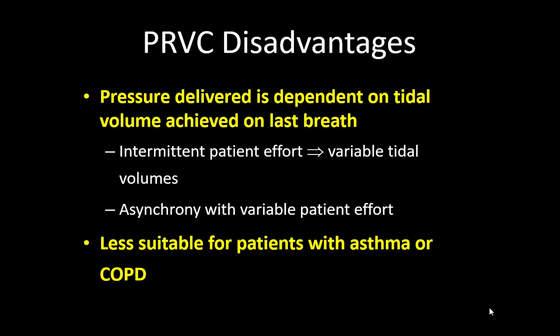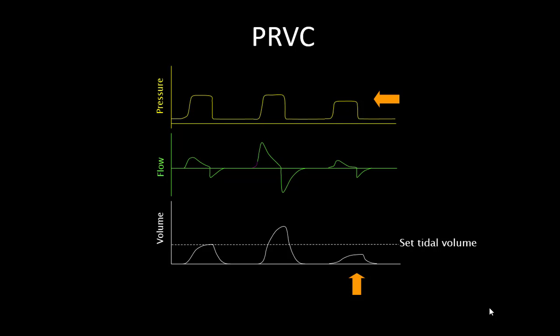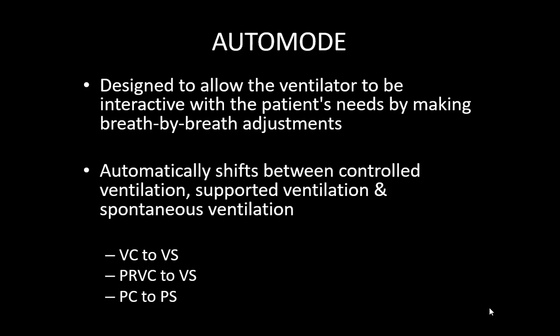Certain disadvantages are there. The pressure delivered is dependent on the tidal volume achieved in the last breath. So if the patient is having intermittent inspiratory effort, then there will be a variable tidal volume, and here one can have asynchrony. This is less suitable for patients with asthma or COPD, because in those patients the tidal volume varies from breath to breath depending on the resistance pattern of the lung. So as you can see here, if a variable breath is there, this is the set tidal volume, and the next breath is too high, so the ventilator tries to minimize it and it can go below the set tidal volume. So in variable respiratory effort, it is not working.